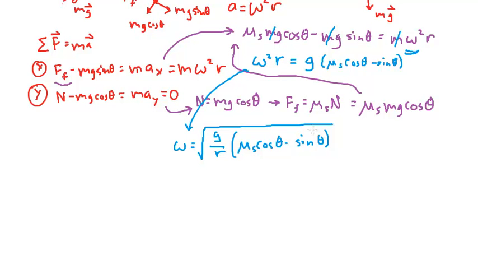Cha-ching! Okay, so let's see really fast what this is. What do we say? It's 0.650 for mu s. So 0.65 for mu s times cosine of 30 degrees, which is that root 3 over 2 thing. What's cosine 30 degrees? Okay, cosine 30 degrees.